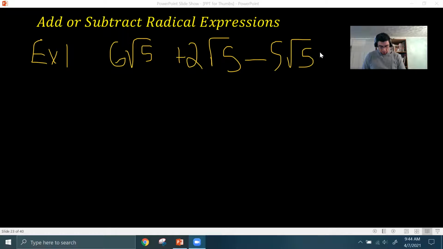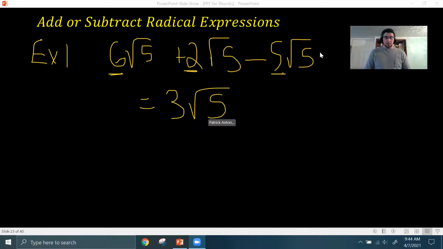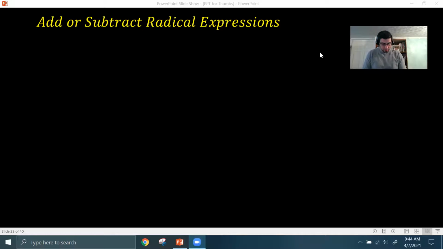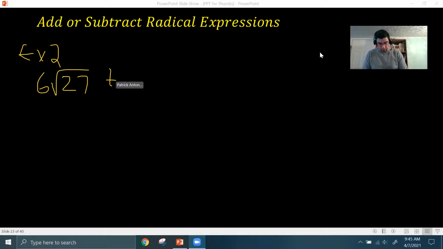So when you add and subtract square roots, you add and subtract the number in front of like terms. So 6 square roots of 5 plus 2 square roots of 5, that would give you 8, minus 5 square roots of 5, your answer would equal 3 square root of 5. Now that's a pretty straightforward one. I want to talk about one that is a little bit more complicated because I know you guys can handle it. So example number 2, if I had 6 square root of 27 plus 8 square root of 12 minus 2 square root of 75.